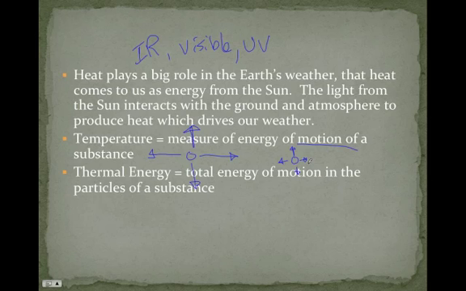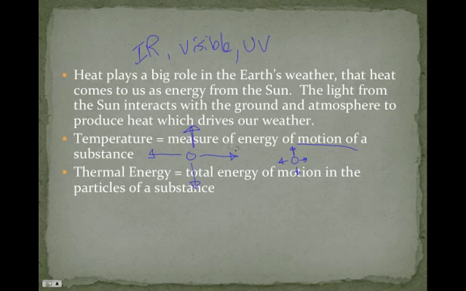They are constantly moving around, vibrating. Now, molecules that move more have a higher temperature. Molecules that move less have a lower temperature. Thermal energy is the total energy of motion of the particles in a substance. That includes all of it. Heat is the energy that's transferred between two objects at different temperatures.